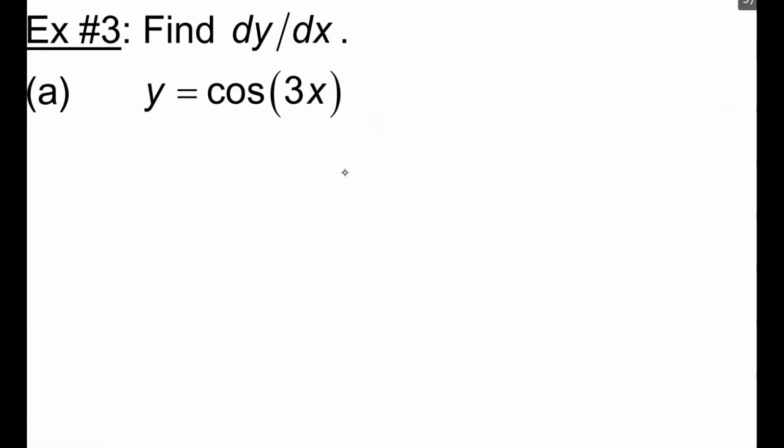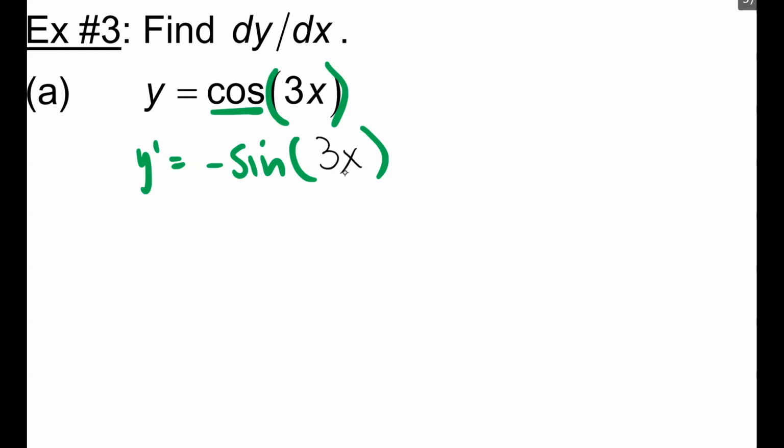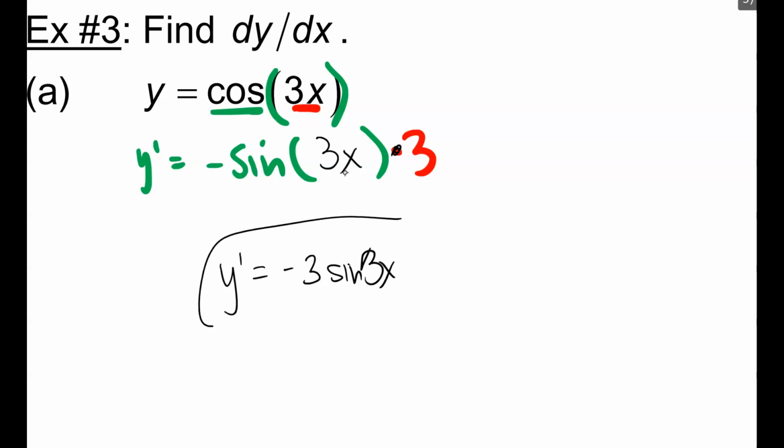So here I have cosine of 3x. So this time, I'm not going to use u substitution. Y prime, so I'm going to take the derivative of cosine, right? So I'm using the outside portion first. Derivative is negative sine. And I have to leave whatever's inside alone. Now, I'm going to take the derivative of 3x. The derivative of 3x is 3. Multiply by it. So to write out the final answer, y prime is equal to negative times, this is just a multiplication, so negative 3 sine of 3x.